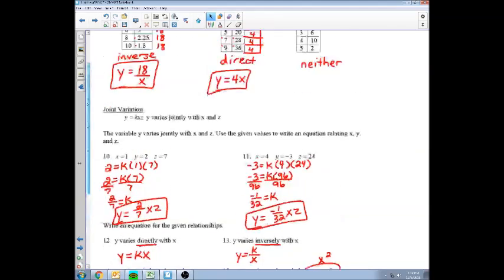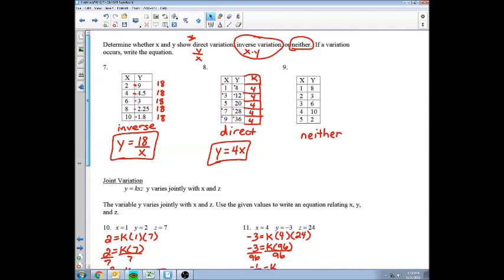The last piece is when you have a table and you need to figure out whether it's inverse variation or direct variation. Remember, inverse variation, if I multiply the x and y together, and that's the same on every row, then it will be inverse variation. If that doesn't work, then I'm going to try taking y and dividing it by x. If that comes out to the same number in each row, then it is direct variation. If neither one of those two things work, then it is neither.